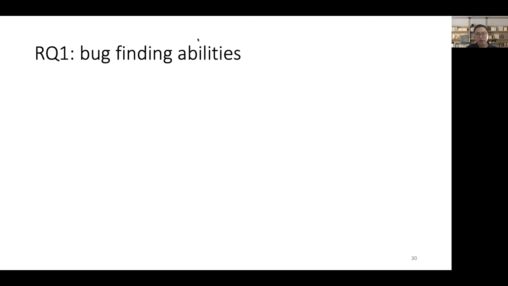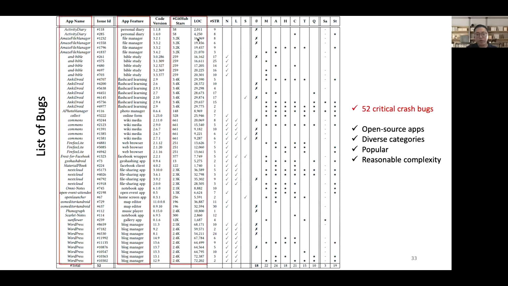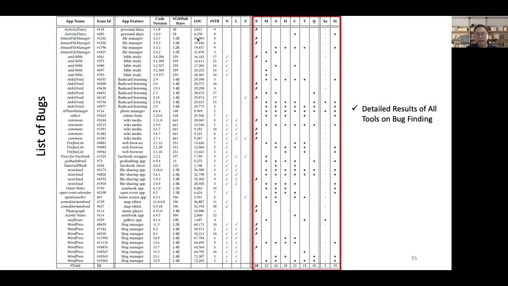To answer the first research question, we run all these tools on 52 critical bugs, which come from 20 open source apps. And these are the detailed results of all tools on bug finding.